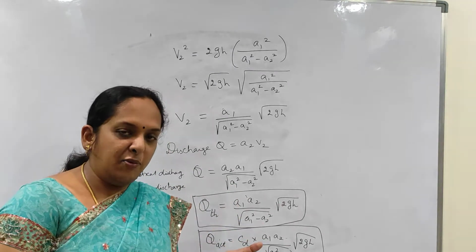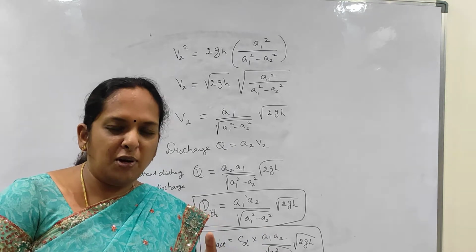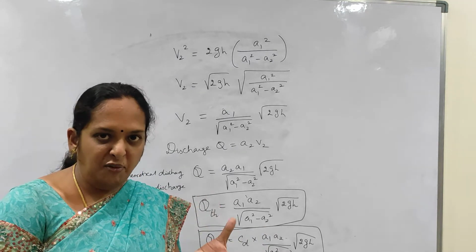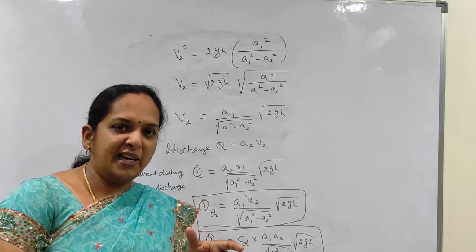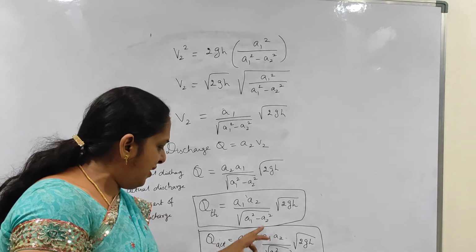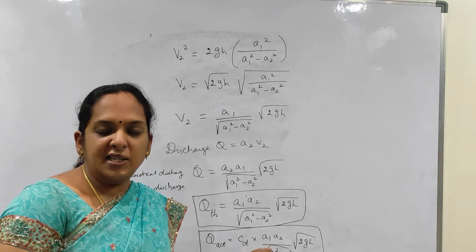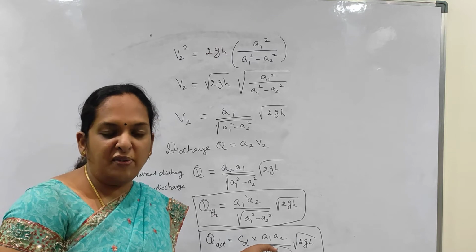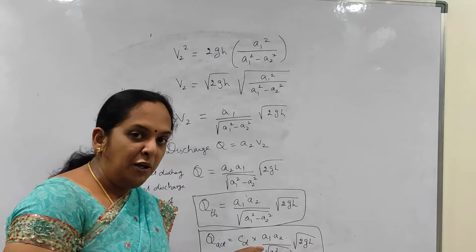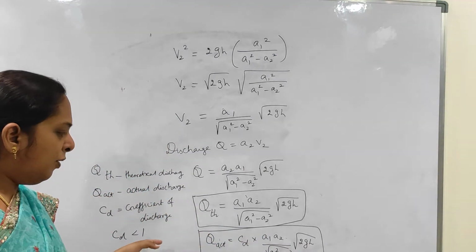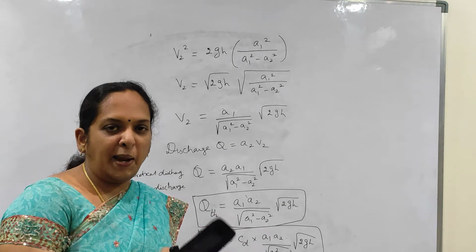But in the actual field there will be some losses, because it is not an ideal fluid, it's a real fluid which is going through the pipe. So to make that correction, we multiply with the coefficient of discharge, that is your Cd. It's the coefficient of Venturi meter discharge, and its value will always be less than 1. This value can be found out by using real-time applications.